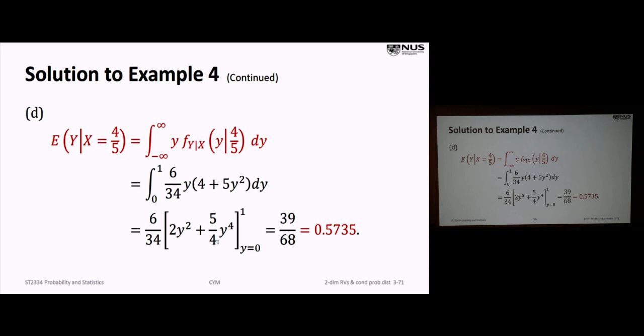So again, with y equal to 0, I don't care. If y is equal to 1, I get 2 plus 5 over 4, times 6 over 34, which is apparently 0.5735.